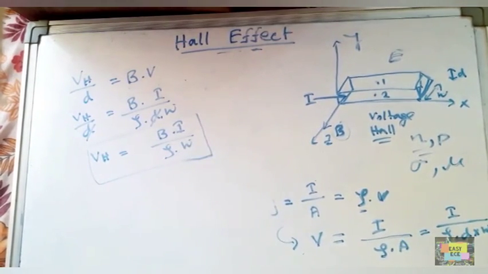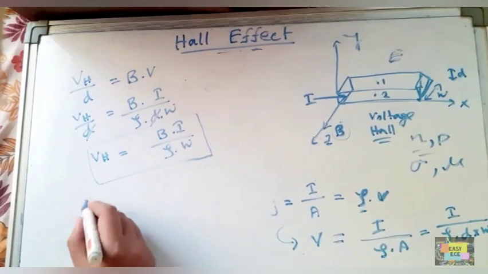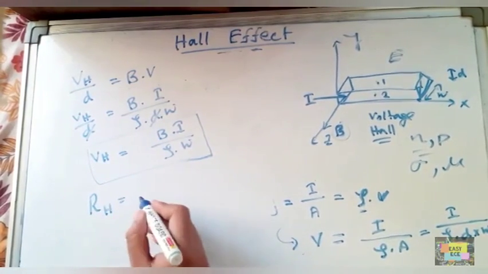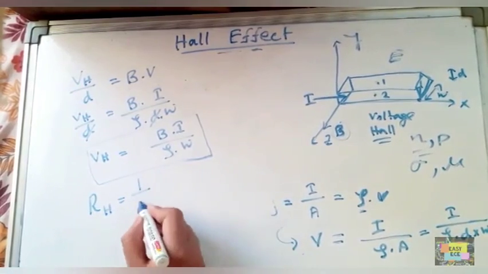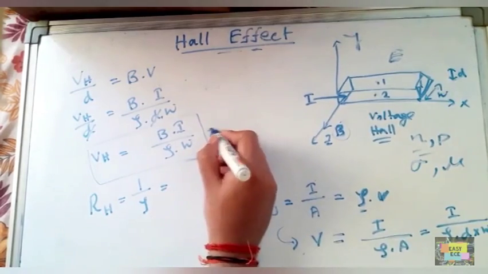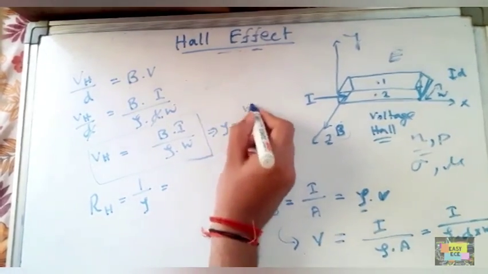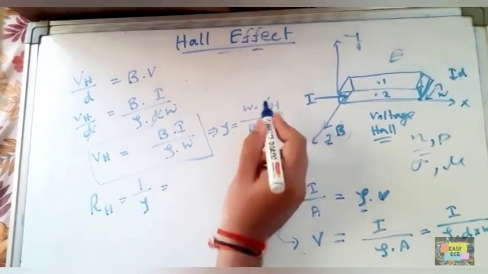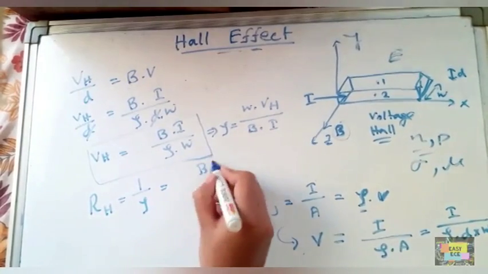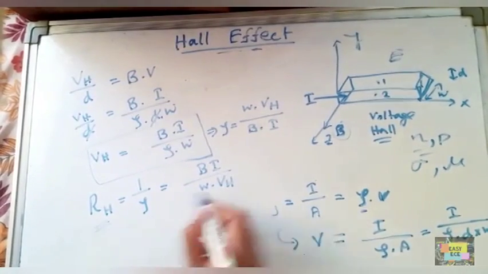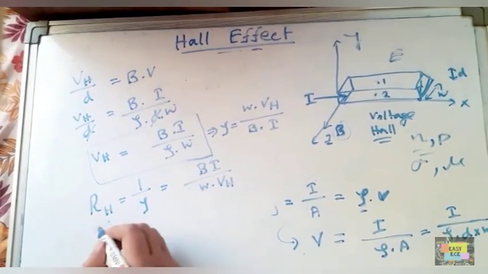Now the value of the Hall coefficient, RH. RH equals 1 by rho. From here we get rho equals B into I by w into VH, so 1 by rho is w into VH by B into I. This is the value of the Hall coefficient RH.